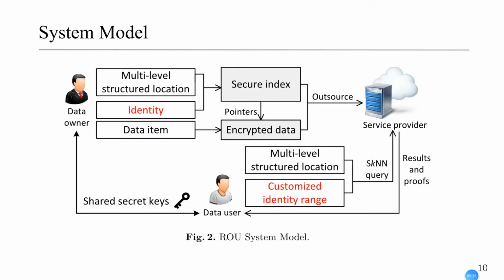The system model is similar to the traditional SkNN model, but we integrate data item identity into the framework of SkNN query processing and design a multi-level structure to organize locations. So basically, we have a data owner who submits multi-level structured location, identity, and data item to the service provider, while the data user sends the structured location and customized identity range to the service provider to retrieve a matching result.